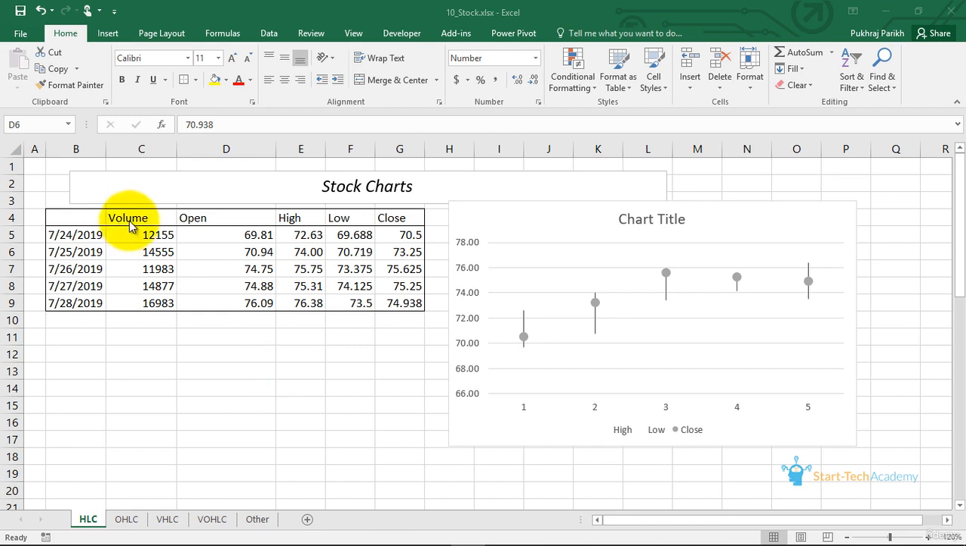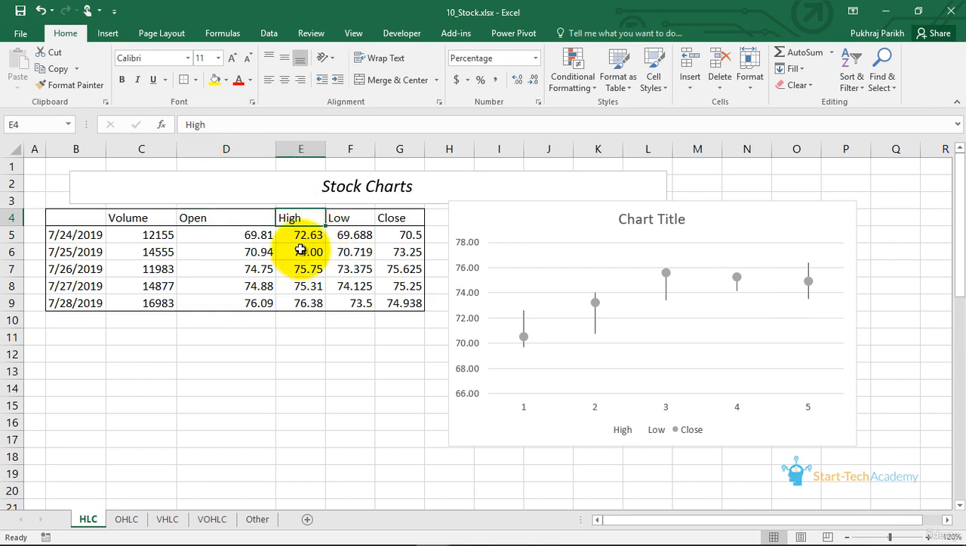So if you have traded in the stock market, you would know that there are 5 major parameters that define the performance of a stock within a day. For example, in this data set, you can see for the first day, I have the volume of the stock traded for that day. That is the number of shares of that particular company traded between two parties. The second column is showing the opening price of that particular stock. That is, when the market started in the morning, what was the opening price of that stock?